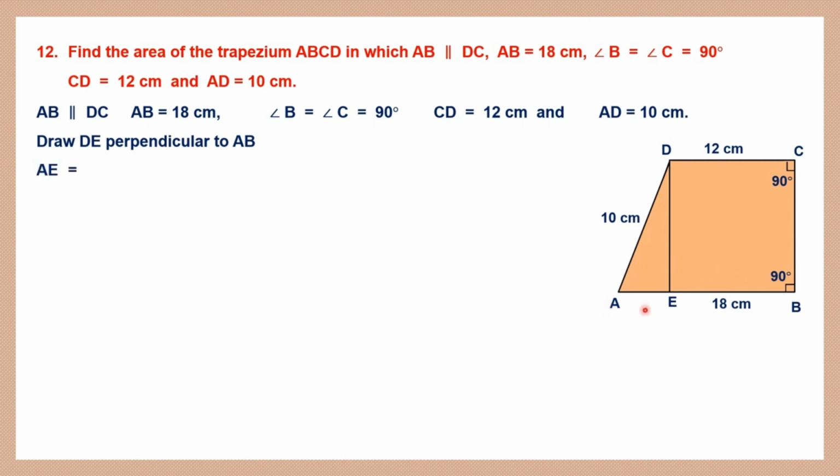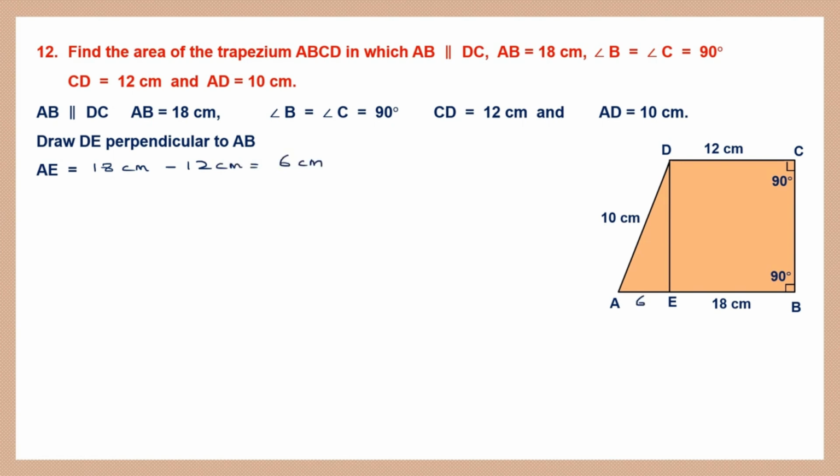Now we need to find the measure of AE. Why do we need this measure? If we find AE, we can use it and AD to find DE by using the Pythagoras theorem. How do we get AE? AB is 18 centimeters and EB is 12. So 18 centimeters minus 12 centimeters is equal to 6 centimeters.